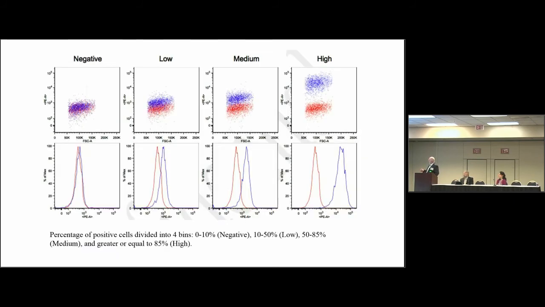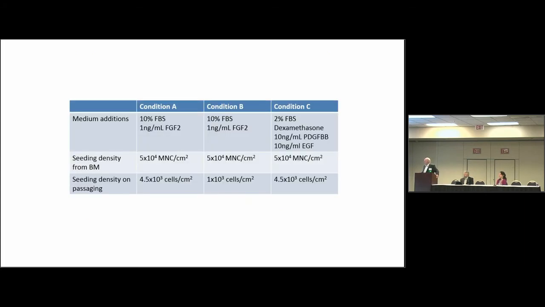So we then looked at the level of expression of the markers ranging from negative, which is less than 10% of the cells express the markers, right up to high when greater than 85% of the cells express the markers. So we're correlating the prevalence of marker expression in the cell population to the quality of the cells.